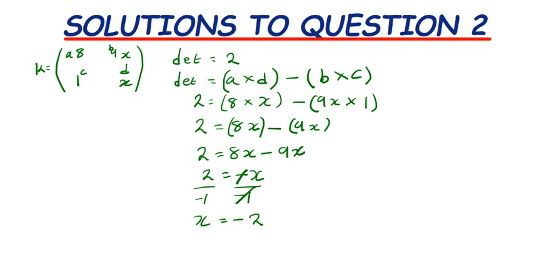Now here I've just swapped them in advance, but if you want, you can say negative 2 is equals to x, and then when you swap them, it will be x equal to negative 2, like that. So this is your value of x, like that here.